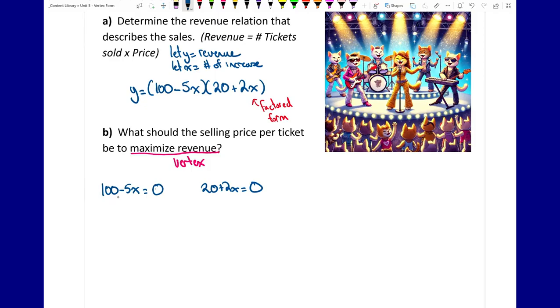So I have 100 minus 5x equals 0. I'm going to bring the 100 over. It's negative 5x equals negative 100. Divide both sides by negative 5. I get x is equal to 20. On the other side, 20 plus 2x equals 0. Move the 20 over. I get 2x equals negative 20. Divide both sides by 2, and I get x is equal to negative 10. So right now I know that my two x-intercepts for this quadratic relation are 20 and negative 10.